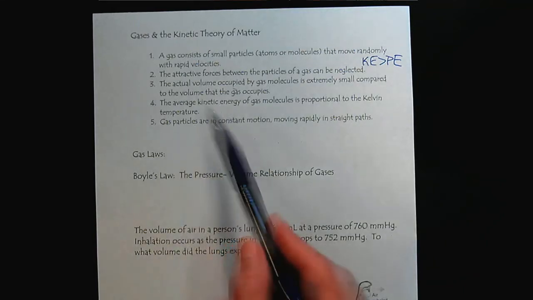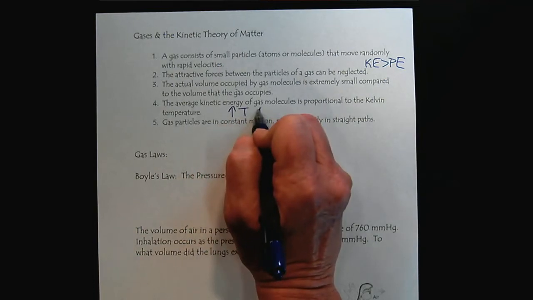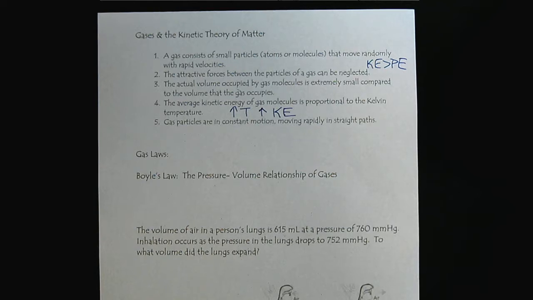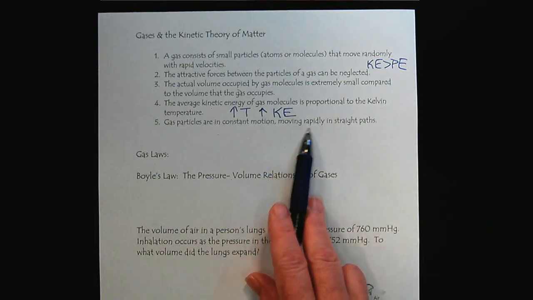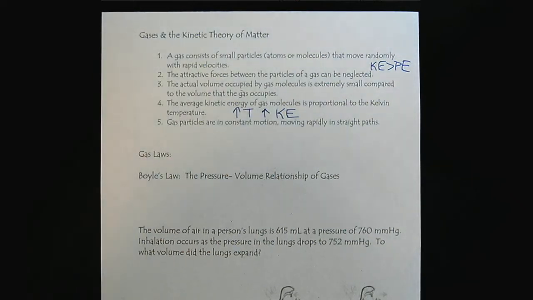And then remember that as we increase the temperature, we're going to increase the kinetic energy of our gas sample. And last but not least, the gas molecules are in constant motion and they move rapidly in straight paths. So if the gas molecules collide into each other, they're just going to bounce off like billiard balls and keep going.